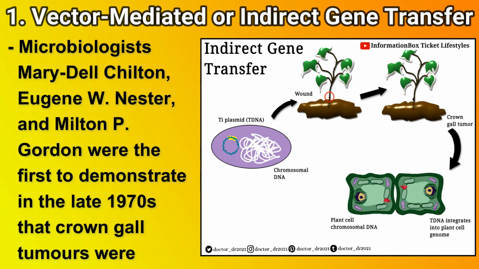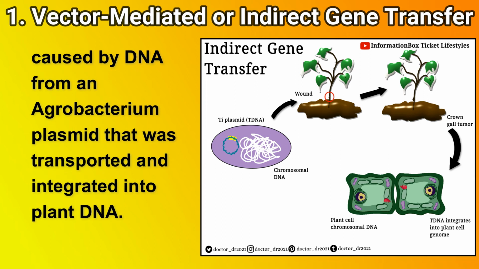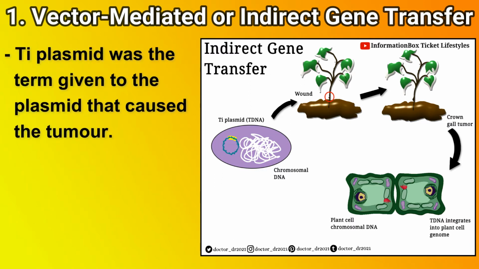Microbiologists Mary-Dell Chilton, Eugene W. Nester, and Milton P. Gordon were the first to demonstrate in the late 1970s that crown gall tumors were caused by DNA from an Agrobacterium plasmid that was transferred and integrated into the plant DNA. Ti plasmid was the term given to the plasmid that caused the tumor.